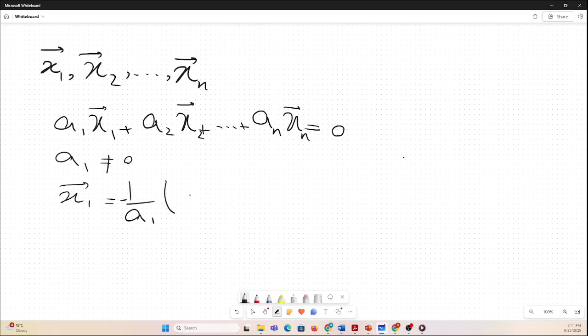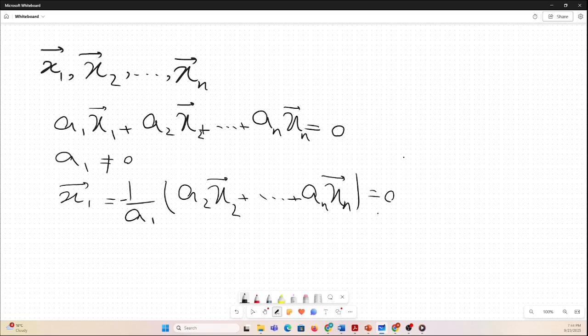times minus a2 x2 up to an xn. In other words, x1 can be written as a linear combination of the rest.